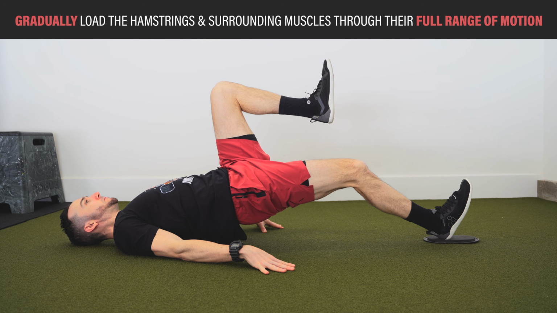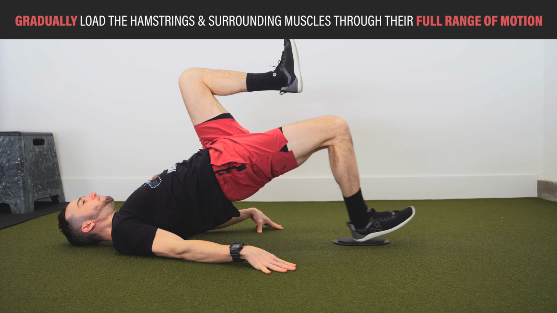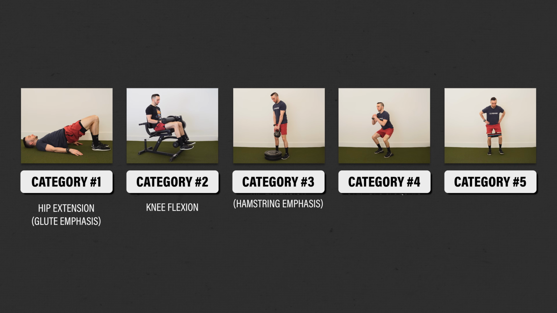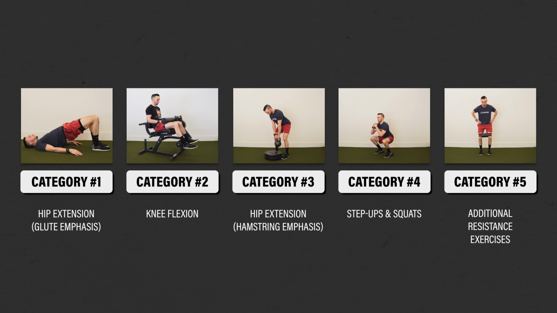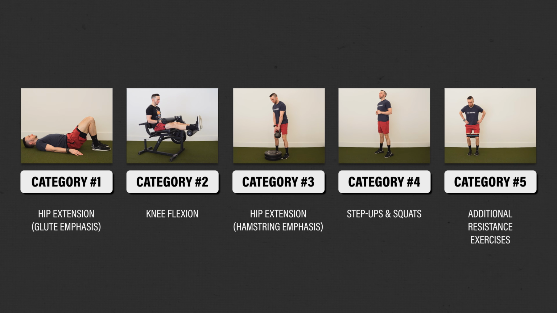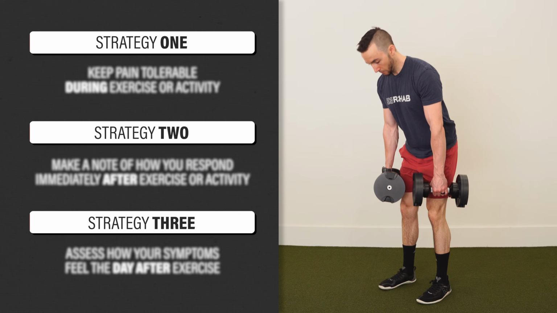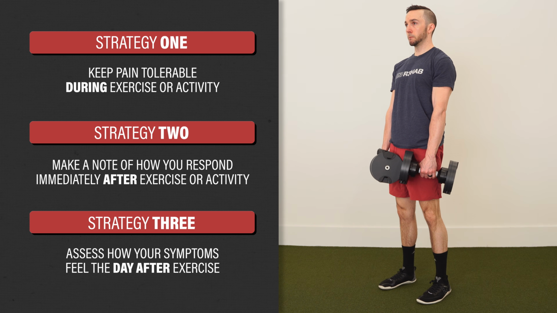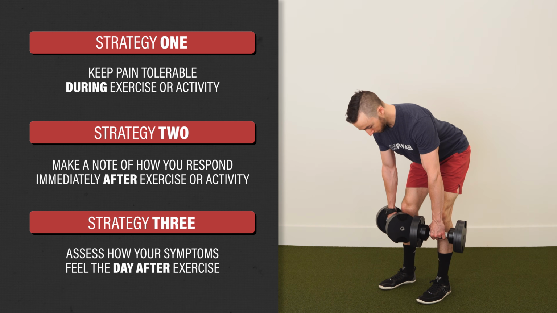The goal of this stage is to gradually load the hamstrings and surrounding muscles through their full range of motion. I will review 5 exercise categories, including modifications and recommendations as appropriate. There are no set criteria that you must meet before starting this stage. Rather, you'll have to experiment with the exercises to determine if they fall within the pain guidelines mentioned earlier.